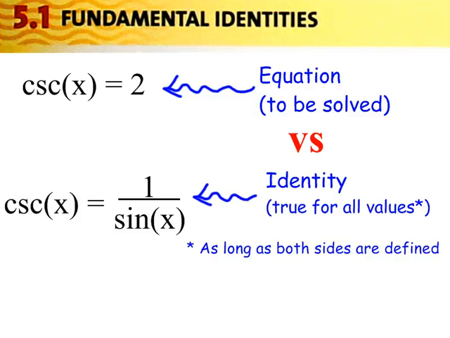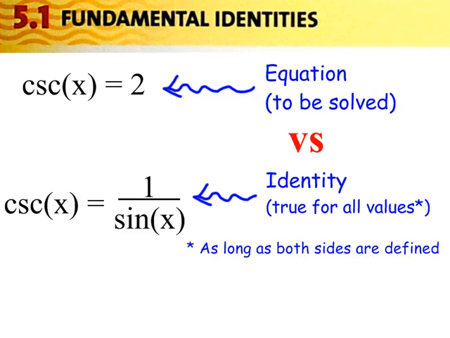Let's start with fundamental identities. That's what this first section is about. And first of all, what is an identity? When you think identity, think of the word identical. Unlike an equation in which you're given a variable and you're asked to solve for this variable, certainly not all values of x will make this equation true. Only certain values would, and you need to find them.